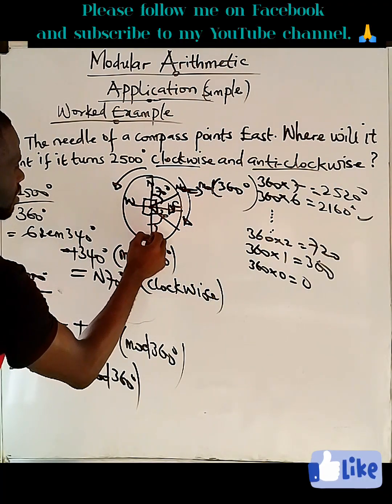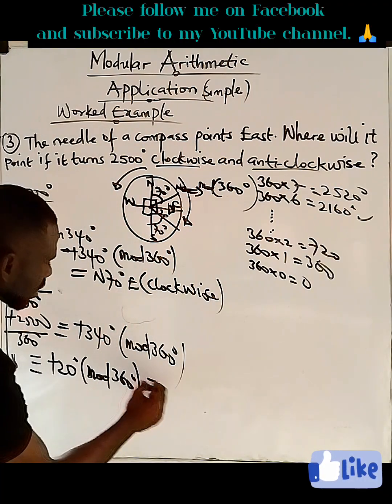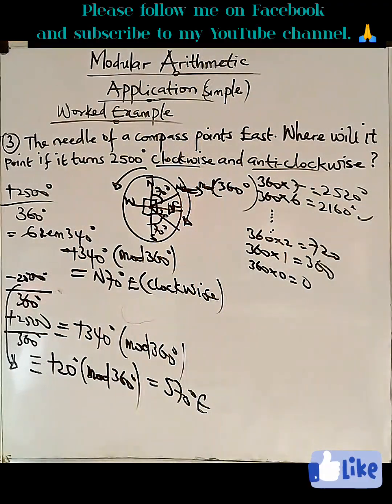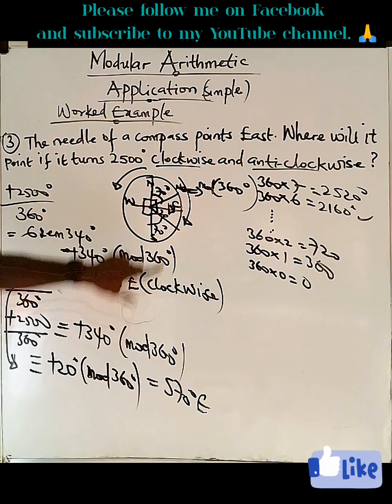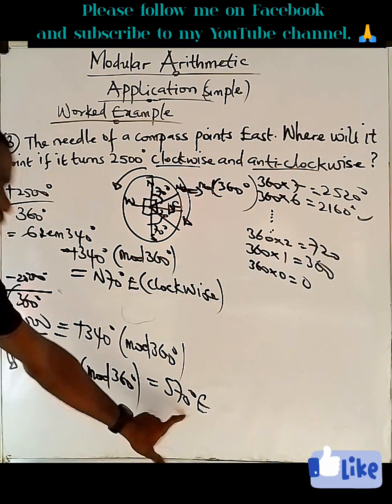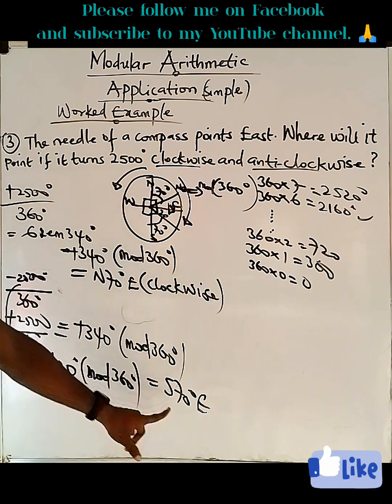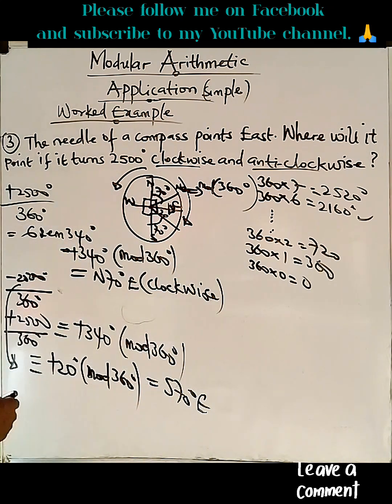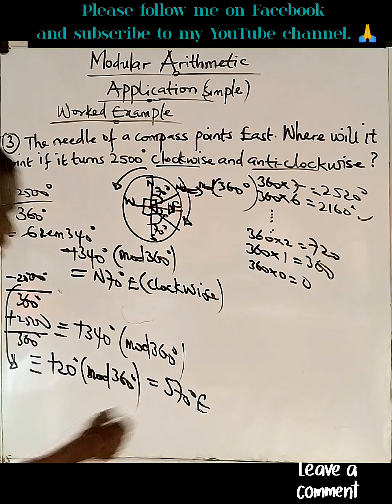So we have 70 degrees. So the result is south 70 degrees east. That is the anti-clockwise motion. So as it moves, it's going to stop at south 70 degrees east for the 2,500 degrees turning. As simple as that. As you can see, it's very, very easy.